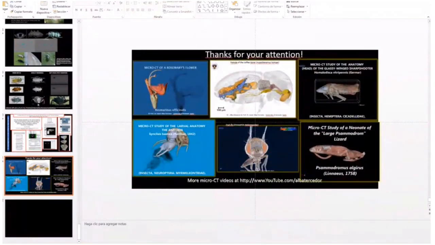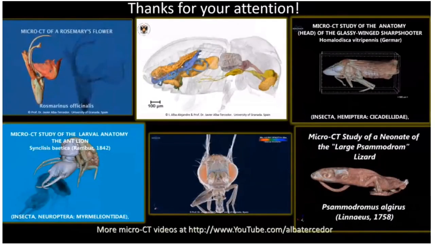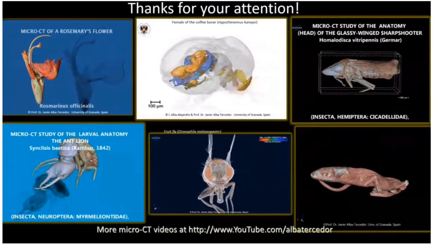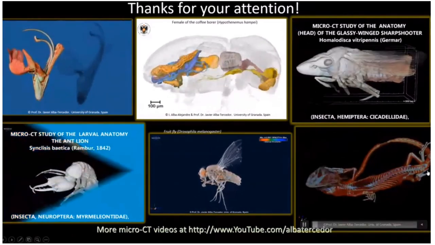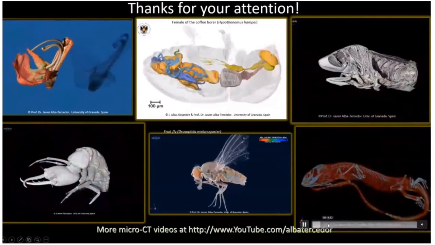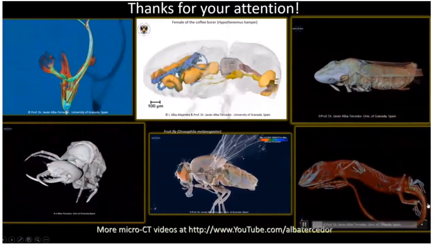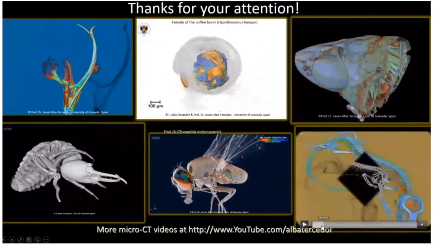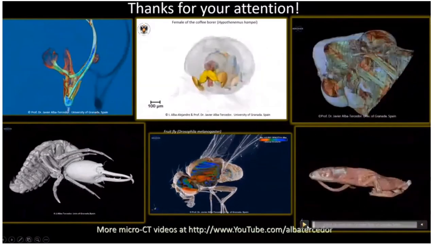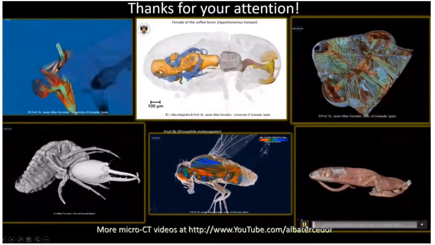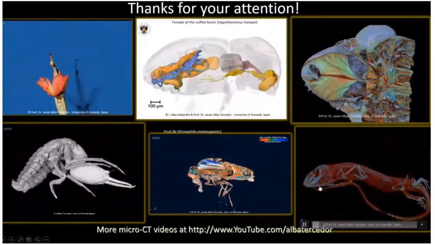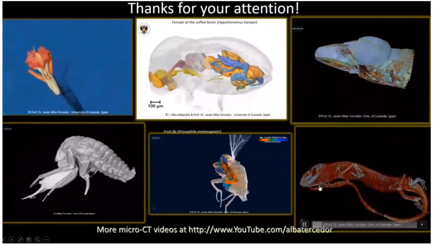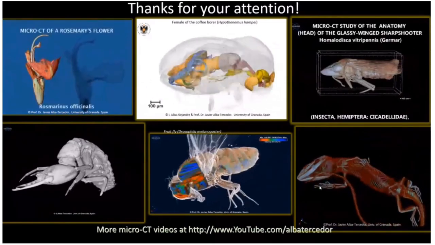I saw a question there, Kiel, asking me if the micro-CT can be used for a little vertebrate. Here you have a lizard, in fact, a baby lizard. A scan, yeah. So here you can see it. It's a baby lizard. Look at the opening in the cranium.